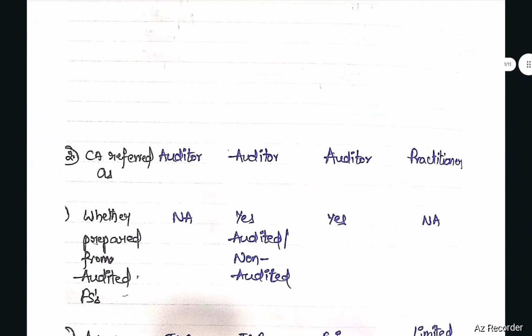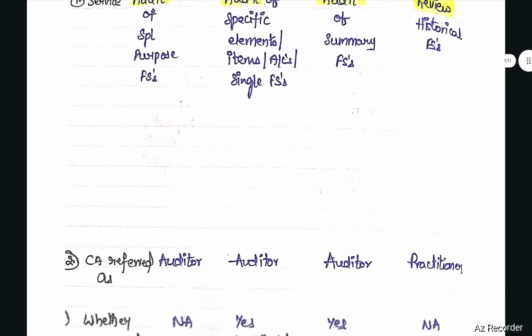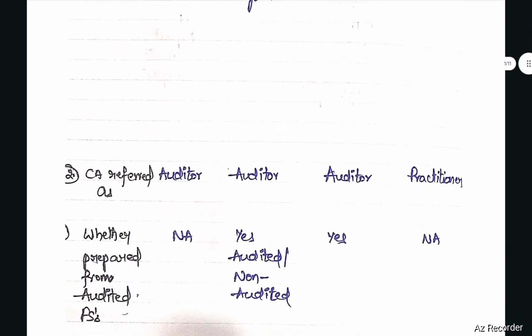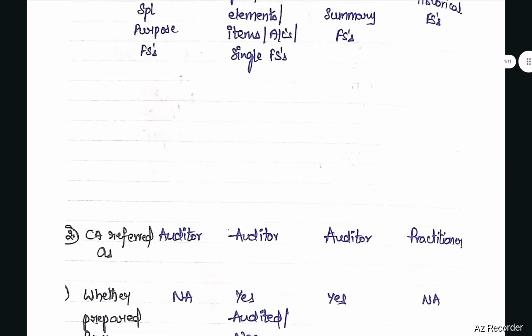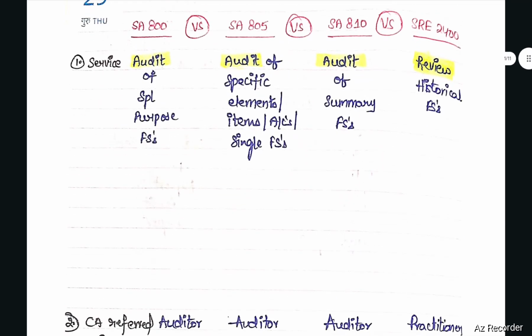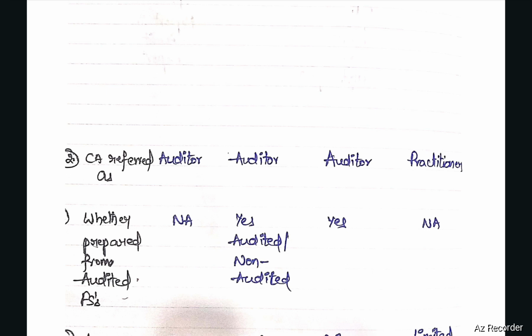Next, as per SA 800, whether special purpose financial statements are prepared from audited financial statements? No. As per SA 805, whether specific elements or items or accounts or single financial statements are prepared from audited financial statements? Yes, it may be audited or not audited.